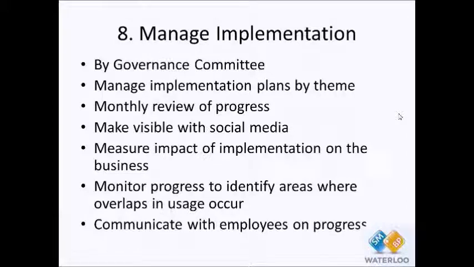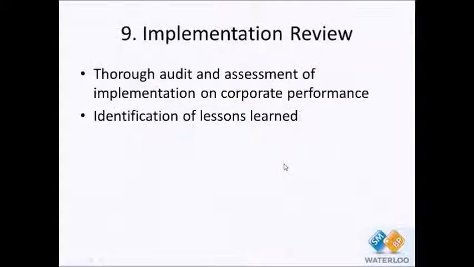The governance committee would also measure the impact of the implementation on the business and make the metrics of that progress also visible through the social media channels. Progress would be monitored to identify areas where overlaps in usage occur, and that would be dealt with. As already mentioned, communication would take place with employees on the progress of the implementation. The ninth stage is the implementation review, and this would involve a thorough audit and assessment of implementation on corporate performance, and there would be a process by which the lessons that should be learned from this would be identified.